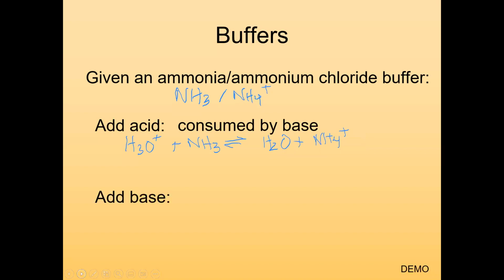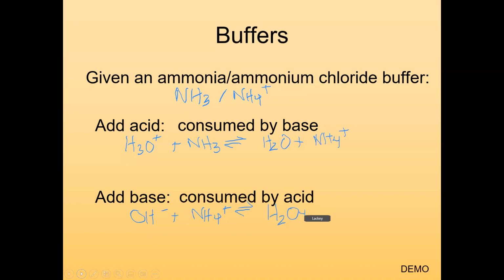And the flip side is true. If we add a base, that gets consumed by the acid. So adding a base, remember, is adding hydroxide. Our conjugate acid is the ammonium ion. Hydroxide will react with a hydrogen to make water, leaving behind that ammonia base. So those are our typical, more common acid-base problems, or excuse me, buffer problems that we see.